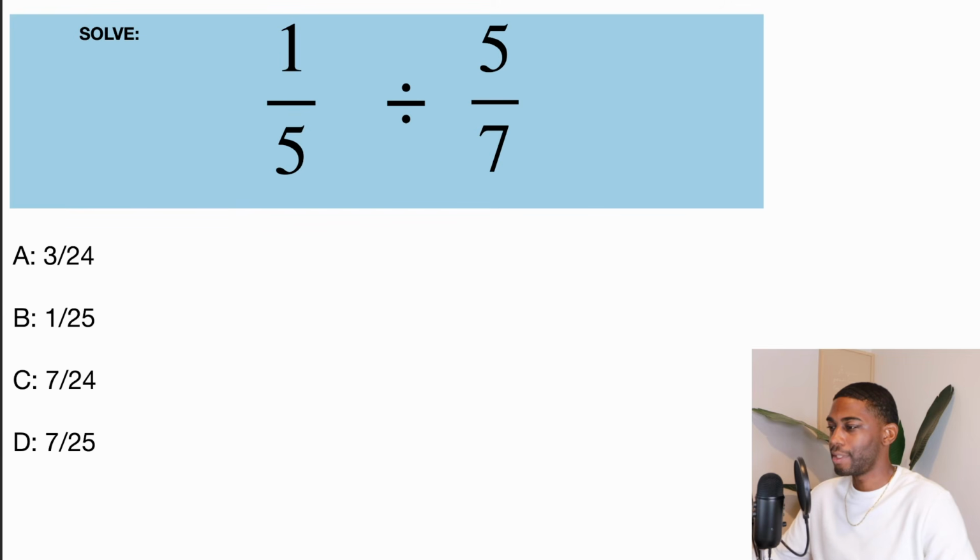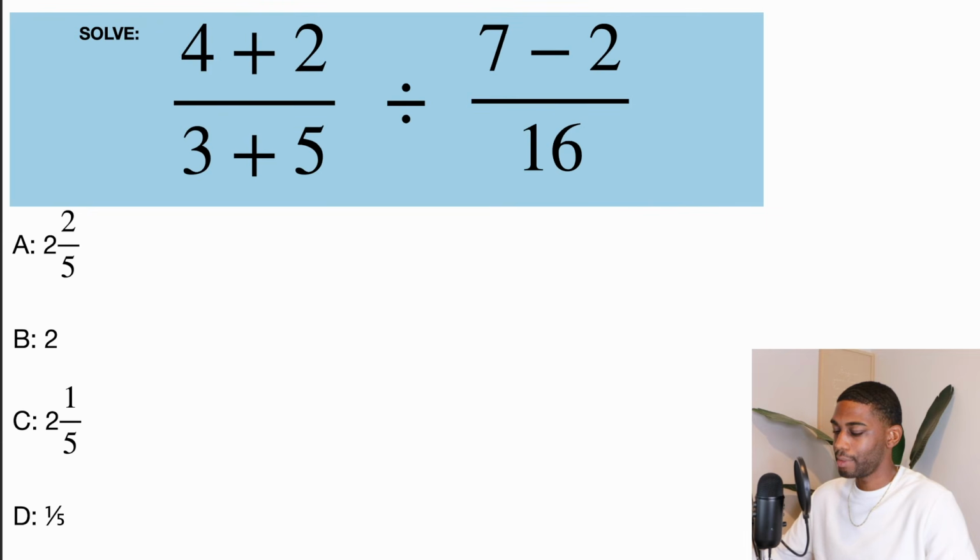And let's dive into the last question that we're going to do in today's study session. Yikes. All right. 4 plus 2 as the numerator on the left side over 3 plus 5 as the denominator, divided by 7 minus 2 as the numerator over 16. All right. Even this, I think that we're less intimidated by seeing a question like this by now. So let's see how it plays out.